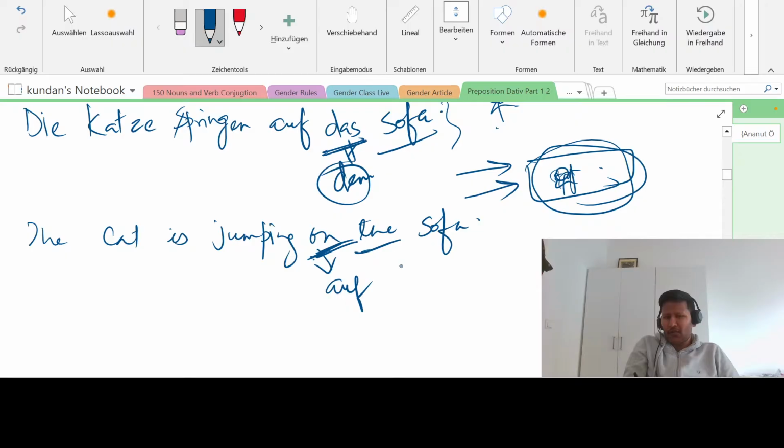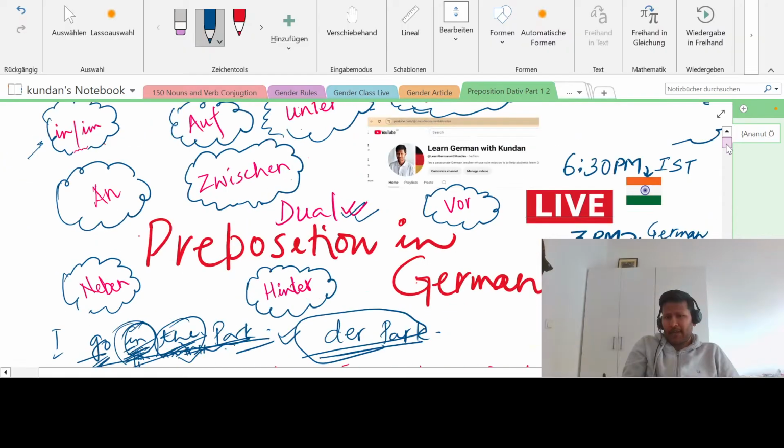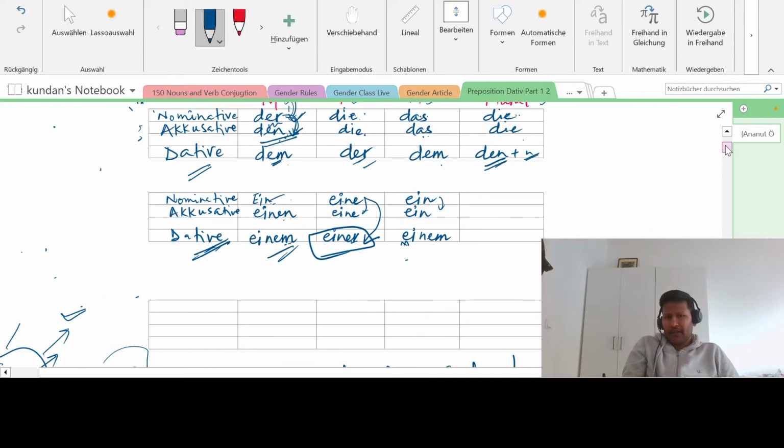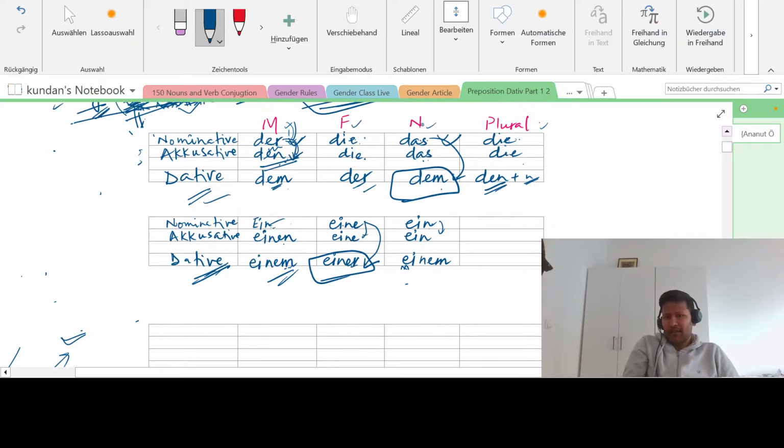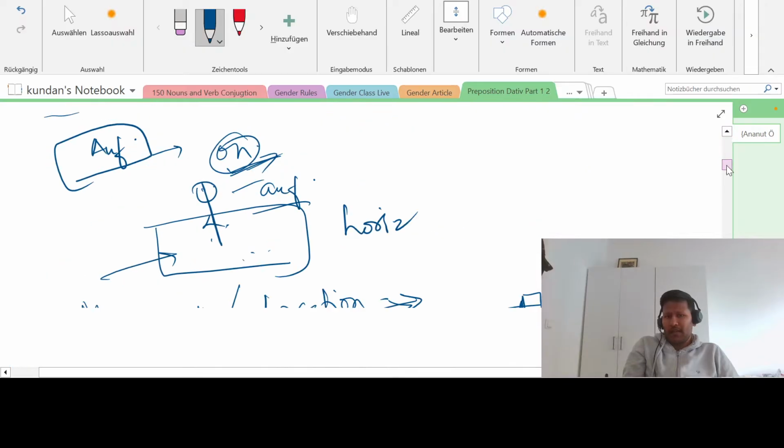But here, the sofa will change to dative because it is same location. You're talking about a sofa only. He's not coming from somewhere on the floor. This was the floor and is not coming from floor to sofa. It is on the same sofa. So this is location. And thus the sofa will change to dative and das becomes dem. Right? We have seen that already on the top. Let me go up again a bit to show you. Here, yeah. You see what happens to das. This das changes to dem in dative, and this is neuter, right?